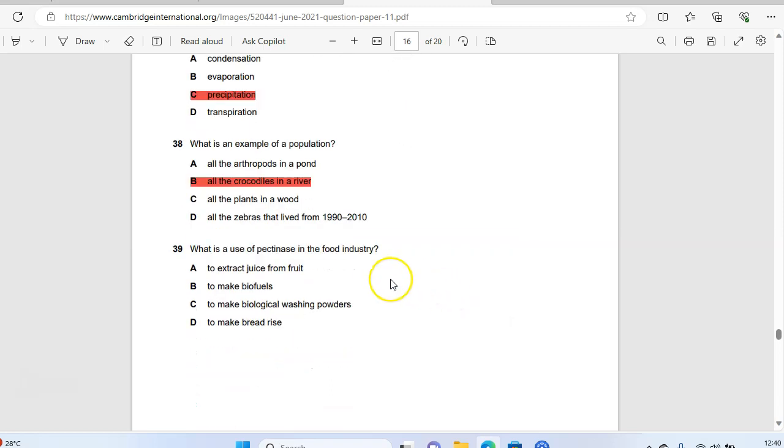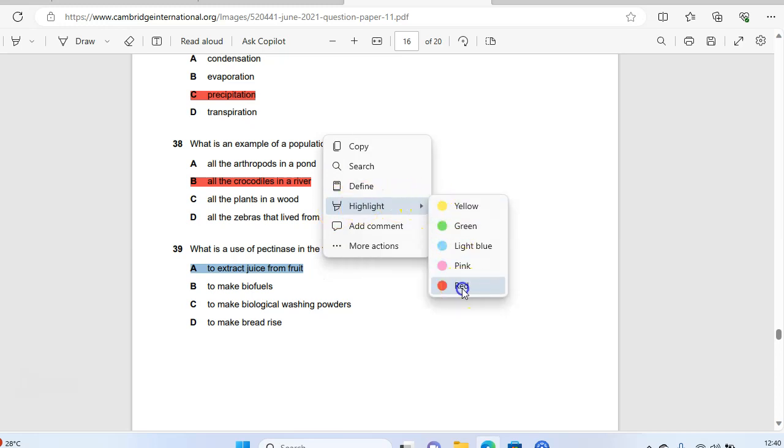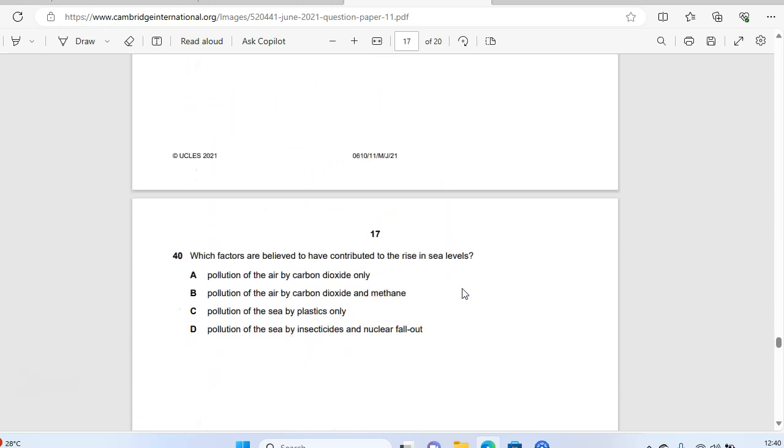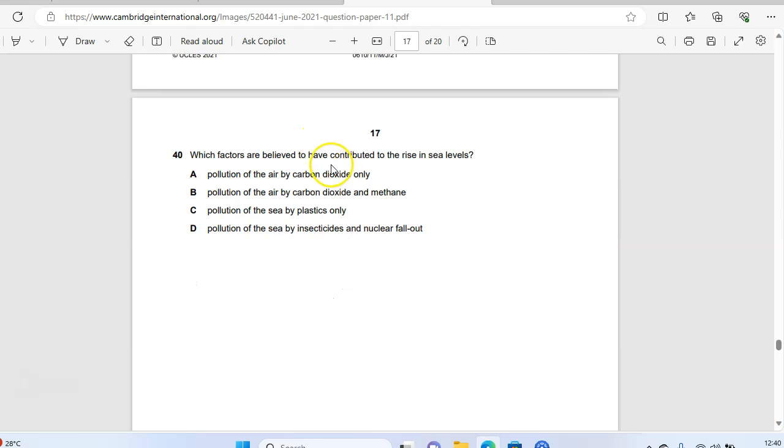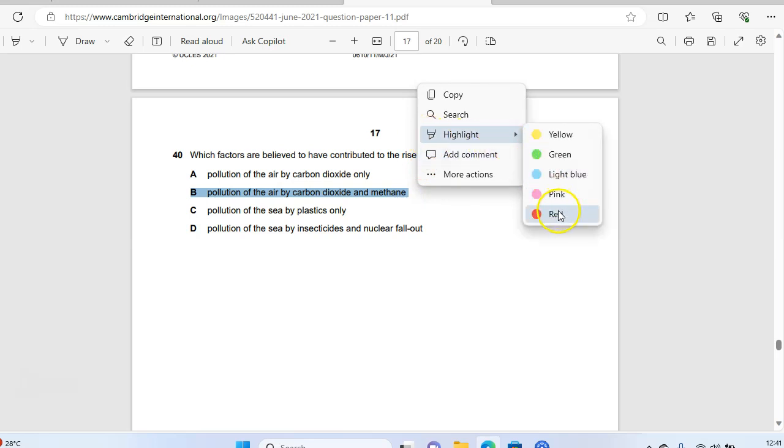What is the use of pectinase in the food industry? To extract juice from the food. You will study that in your biotechnology chapter. Which factors are believed to have contributed to the rise in sea levels? Pollution of the air by carbon dioxide and methane, causing global warming. This is a very important chapter.